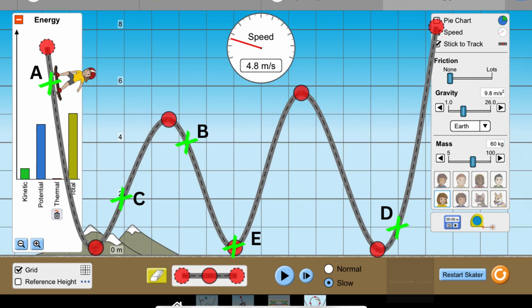At point D, moving uphill again, kinetic energy is converted back into potential energy. The skater slows down as they climb. At point E, similar to point C, potential energy is minimal and kinetic energy is at its peak. The skater's speed is highest at this point.